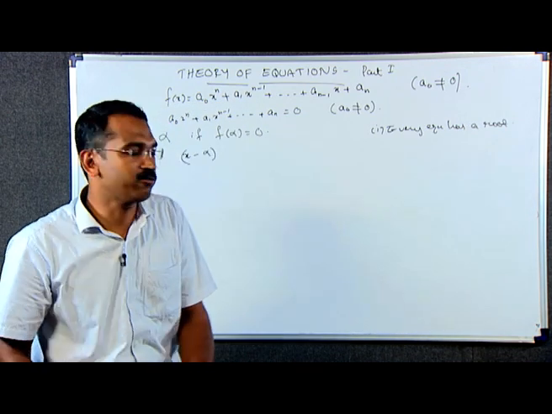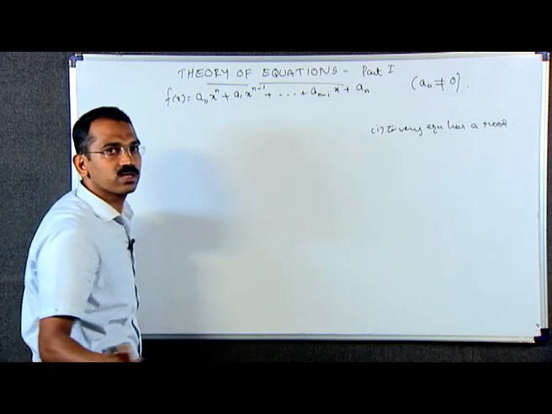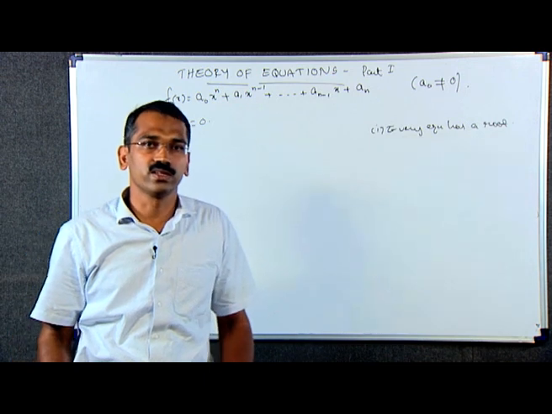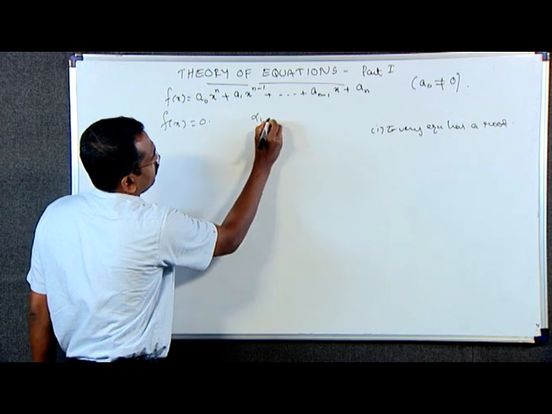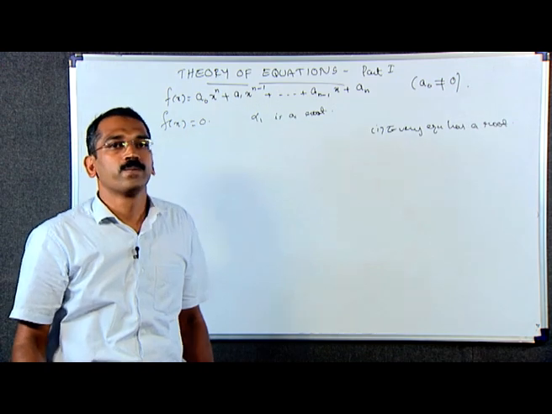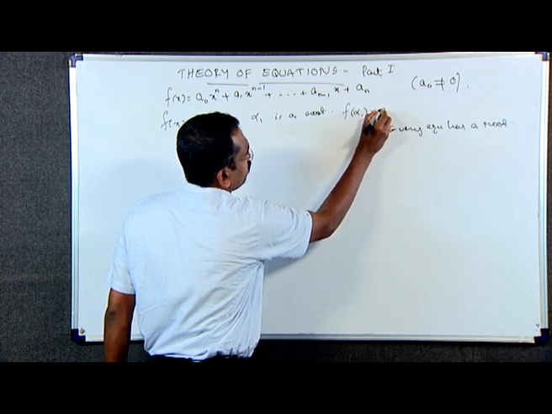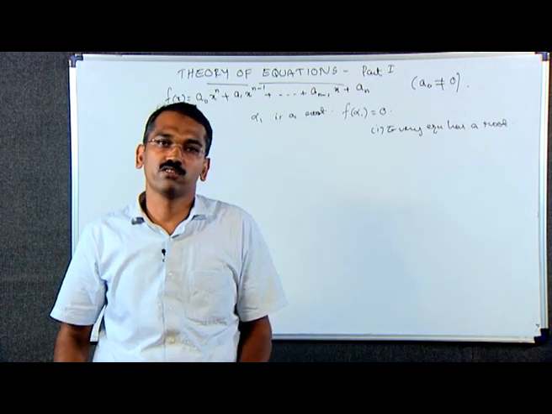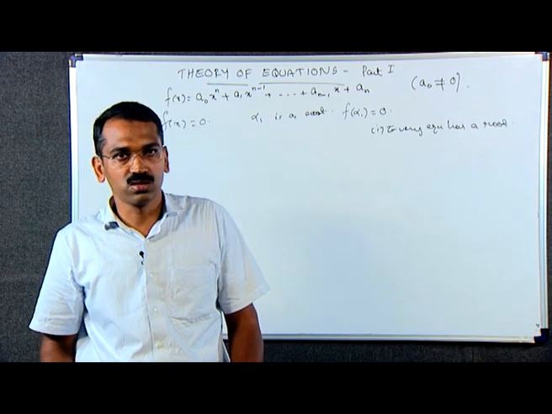Let the equation be f of x is equal to 0. Then by the fundamental theorem, this has a root, say alpha 1. That is, we can write f of alpha 1 is equal to 0. If alpha 1 is a root, it means the equation will satisfy x is equal to alpha 1. Therefore, we can write f of alpha 1 is equal to 0.